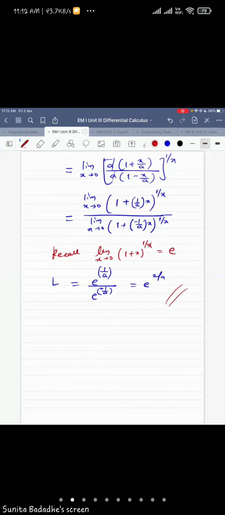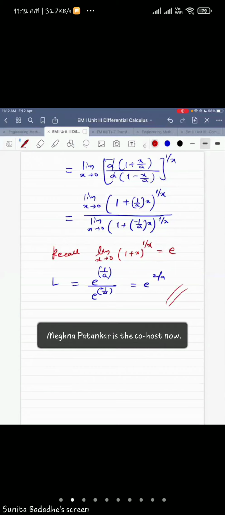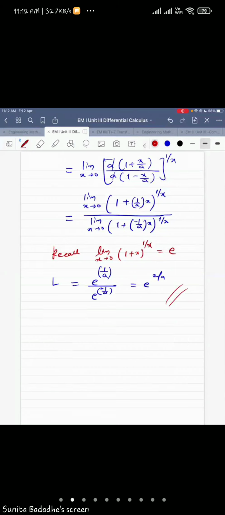Okay, so see this. I have given the formula. According to that formula, this result you have to recall: limit x tending to 0, (1 plus x) raised to 1 by x is e raised to a, isn't it? So the answer will be e raised to 2 by a. This is also a question which one can ask for 2 marks.